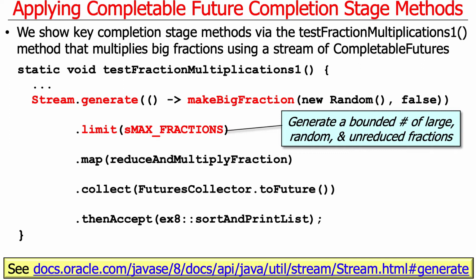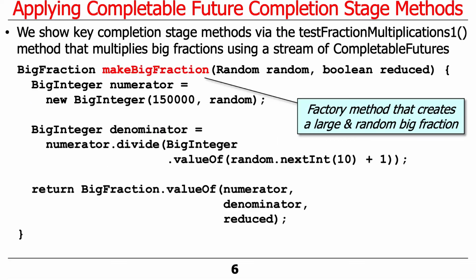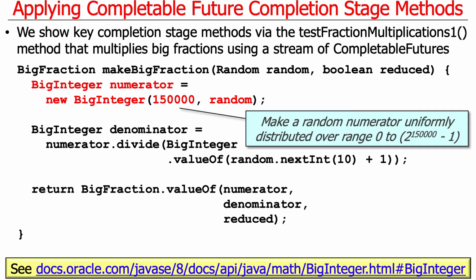So we're going to generate these things, and we're going to use the stream generate method, and this will keep generating ad nauseum, but we put a limit on that. And what you do is you give a supplier lambda that gets called over and over again. And here's what the supplier lambda does. It's called make big fraction, and it's a factory method that makes a large random big fraction. So we pass in a random number generator and a flag to see whether or not something should be reduced or not. The particular big fraction we generate is absolutely mammoth.